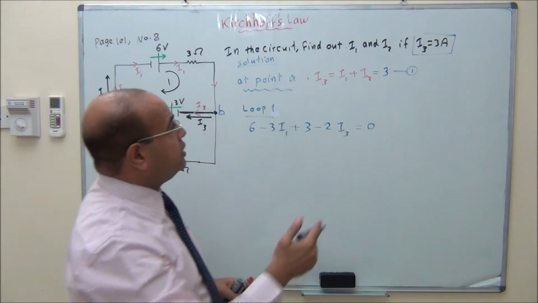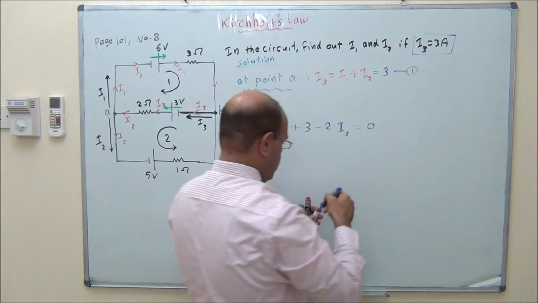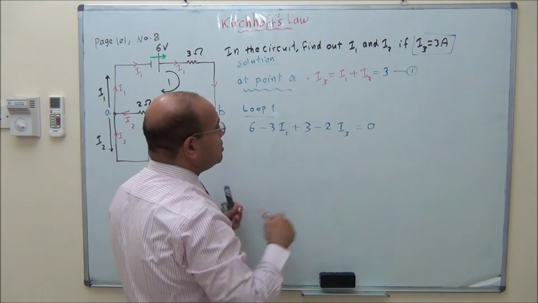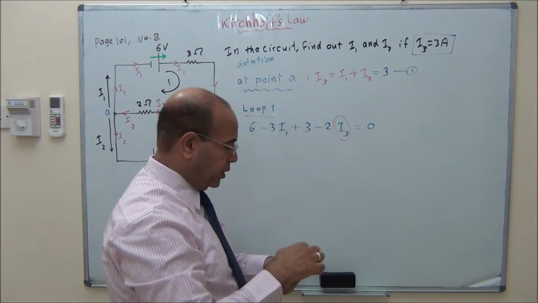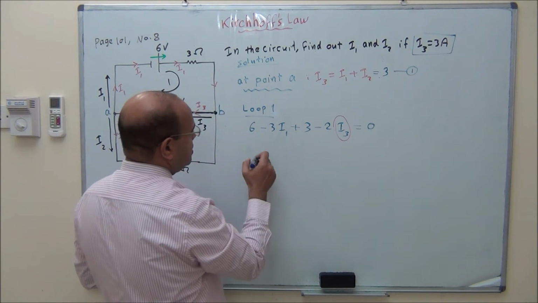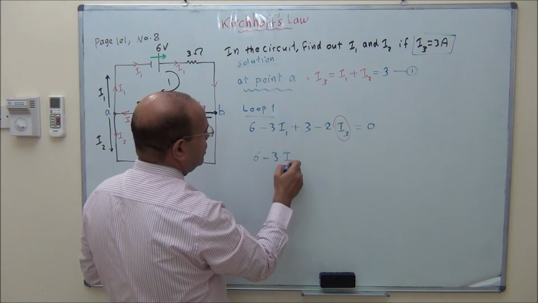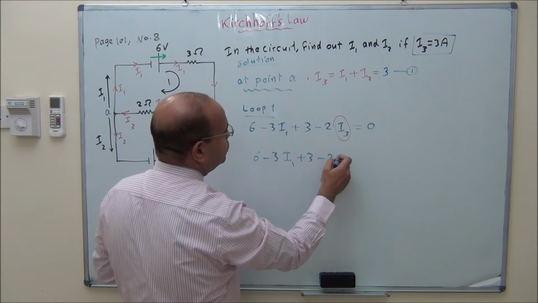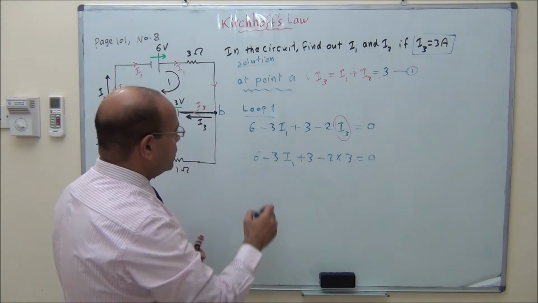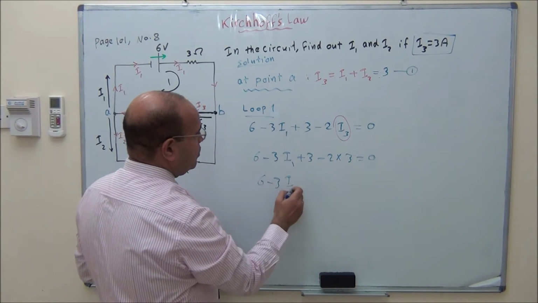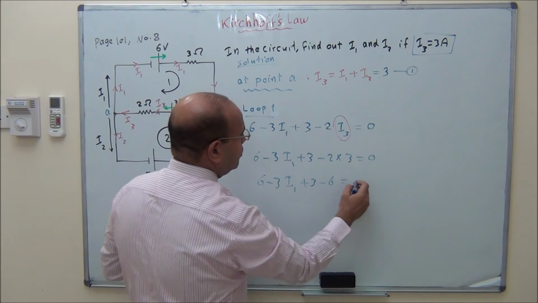So the sum of this equals 0. But I3 is given 3 ampere. So what we do, replace I3 by its value. I3 equals 3 ampere. So we write 6 minus 3 I1 plus 3 minus 2 multiplied by 3 equals 0. So 6 minus 3 I1 plus 3 minus 6 equals 0.